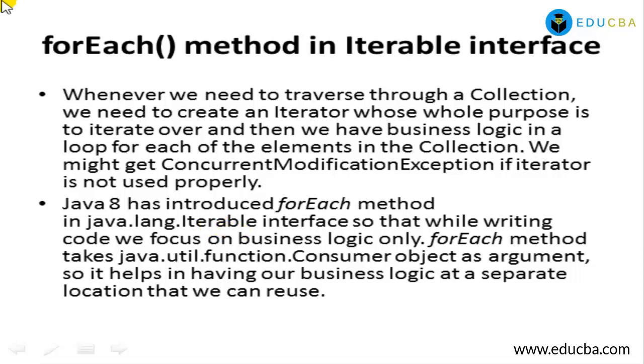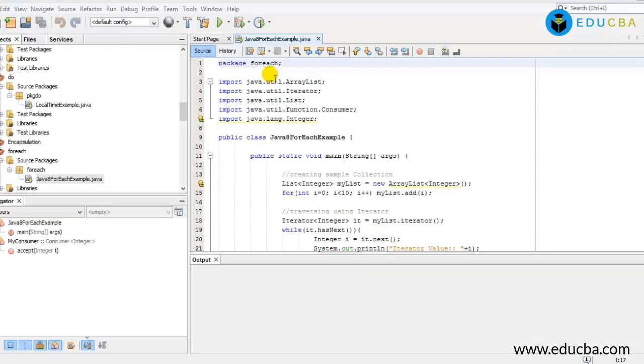So let us see how this feature works first, then we will go to the next examples. You can see over here there is a package named forEach. Now what you have to do is import java.util.ArrayList. So we import ArrayList over here, then import java.util.Iterator, import java.util.List, import java.util.function.Consumer, and import java.lang.Integer.